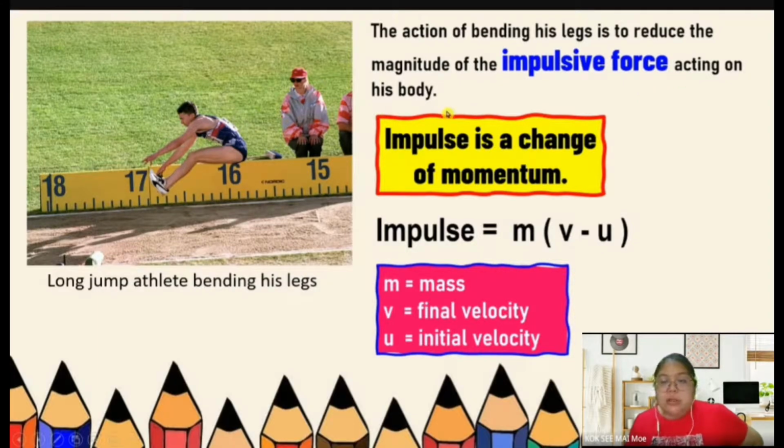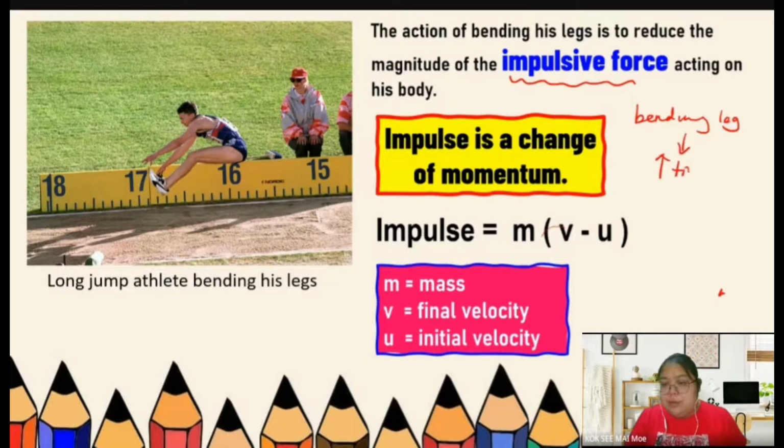acting on the body. Why can they reduce the impulsive force? Because when they bend the leg, bending means they take some time already. They take more time to land. Remember, just now we said that when the time taken is longer, the force can be less. Force and time are inversely proportional.